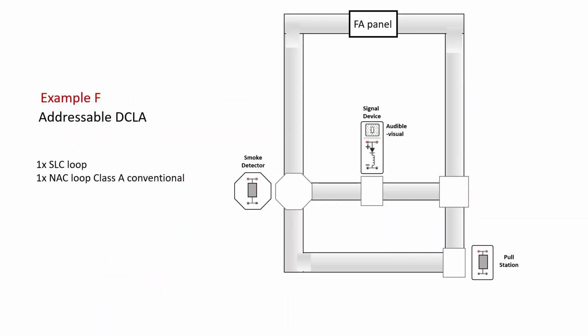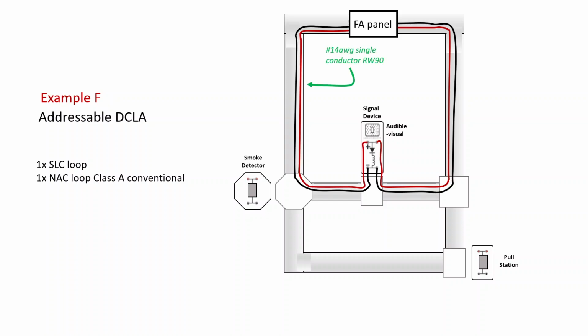Finally, example F, an addressable DCLA. So we've got one SLC loop and one NAC loop, Class A conventional. So let's first do our NAC loop, which is exactly the same as the conventional system that we looked at earlier. Now I'm going to do my FAS cable, and what you'll notice is that there's actually no difference in the wiring for a Class A conventional or an addressable DCLA.